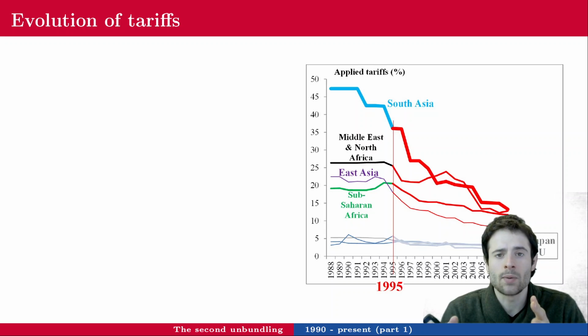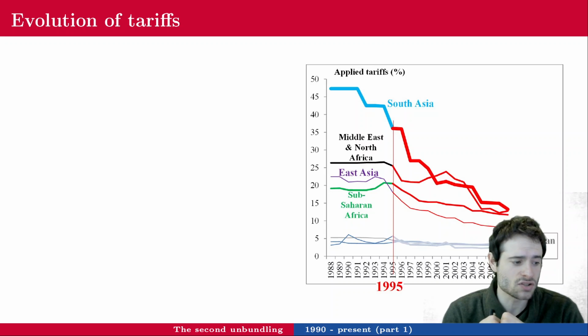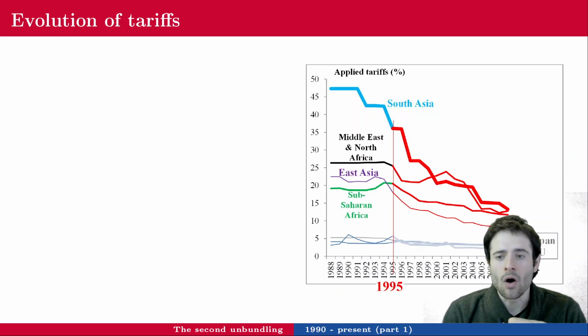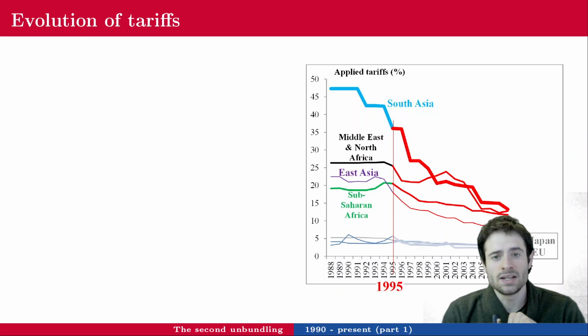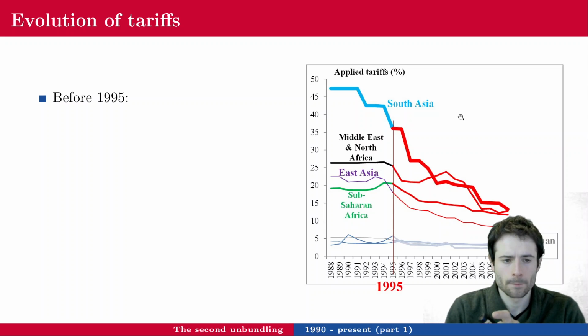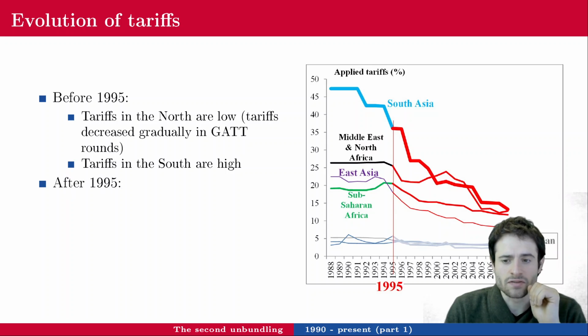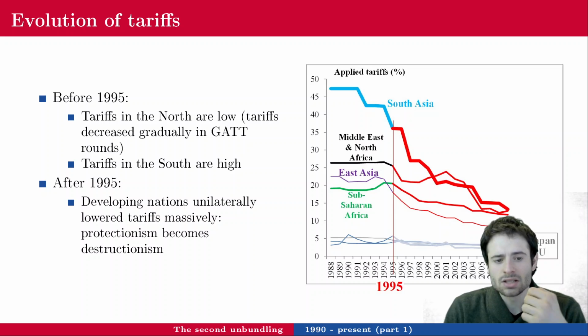Northern countries were doing trade with each other with very low tariffs. However, since the 1990s, because of the second unbundling, because of the decrease in communication costs, the South also decreased its tariffs to facilitate trade. So tariffs in the South were high before the 1990s, 1995 pretty much. After that, developing nations unilaterally lowered tariffs massively.